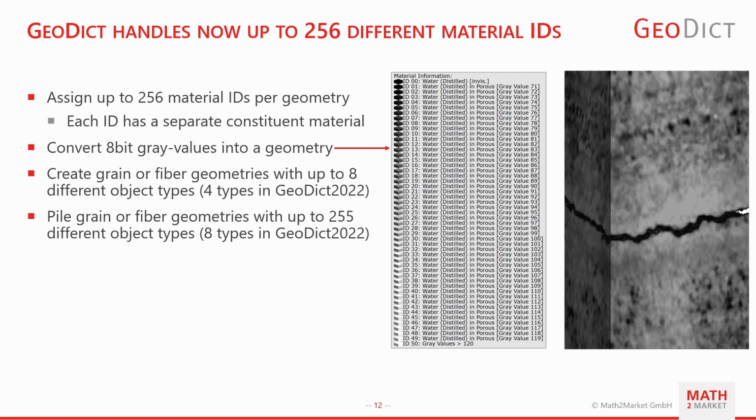For this image, we want to define specific properties for single gray values or gray value ranges, resulting in much more than 16 material IDs. The resulting geometry model with 51 material IDs can be seen on the right. This model will be used later when we speak about the Darcy flow solver.